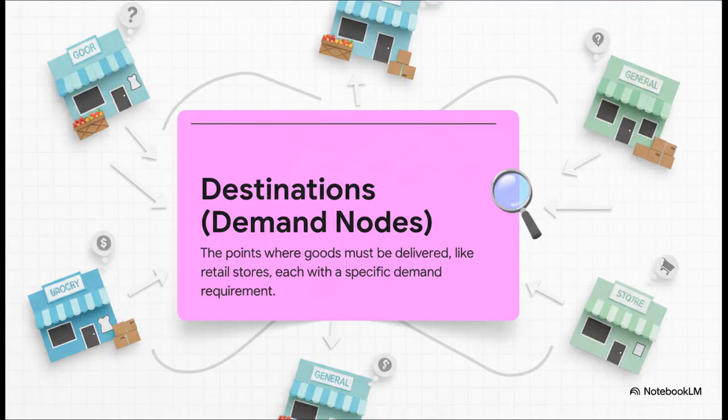And then on the flip side, you have your destinations, or demand nodes. These are the endpoints, the retail stores, the distribution centers. And their defining feature is their requirement, right? Each one needs a very specific quantity of goods to be delivered.